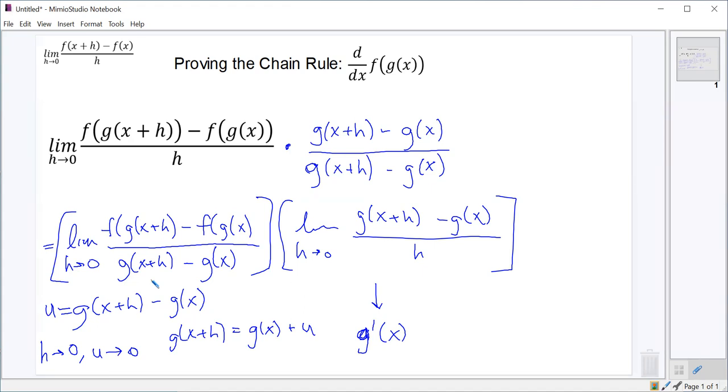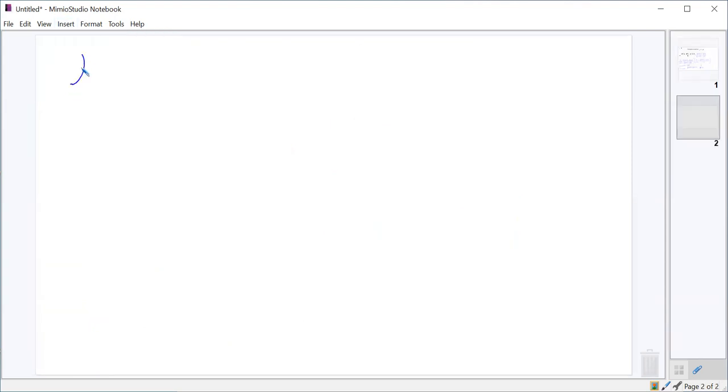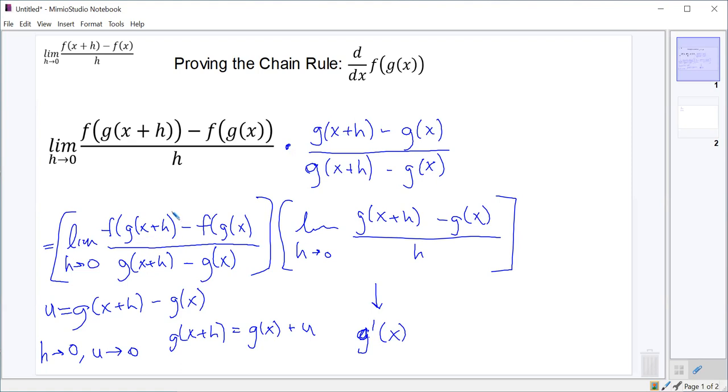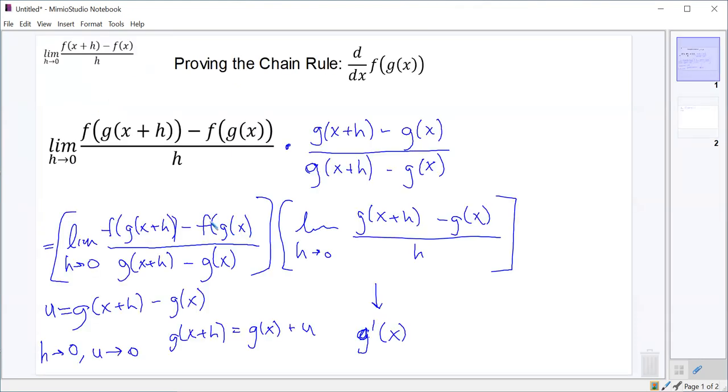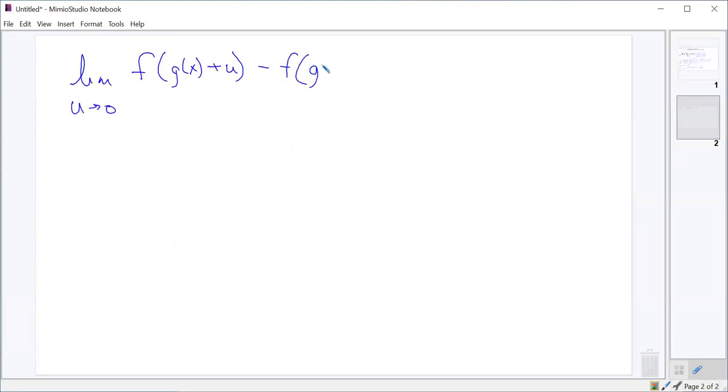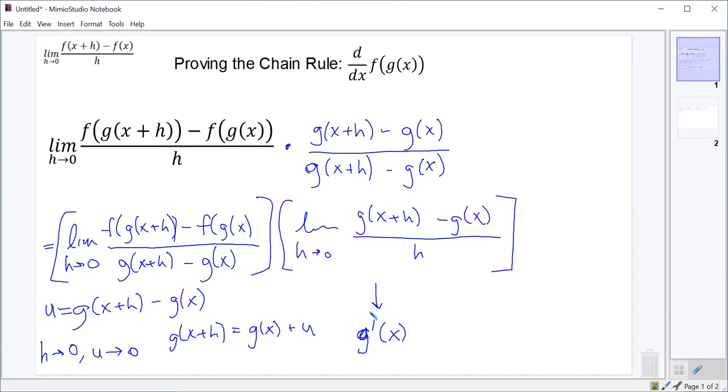So we're now going to rewrite this limit, substituting in all of the u values and the g of x plus h values and transforming it into a limit as u approaches 0. So we are going to have a limit as u approaches 0. If we look back here, we had f of g of x plus h. And so now instead of having f of g of x plus h, we're going to have f of g of x plus u. And then we're going to continue with the minus f of g of x that we already had. And it's all going to be over u. And that limit is being multiplied by g prime of x, what we already found this second limit to be.